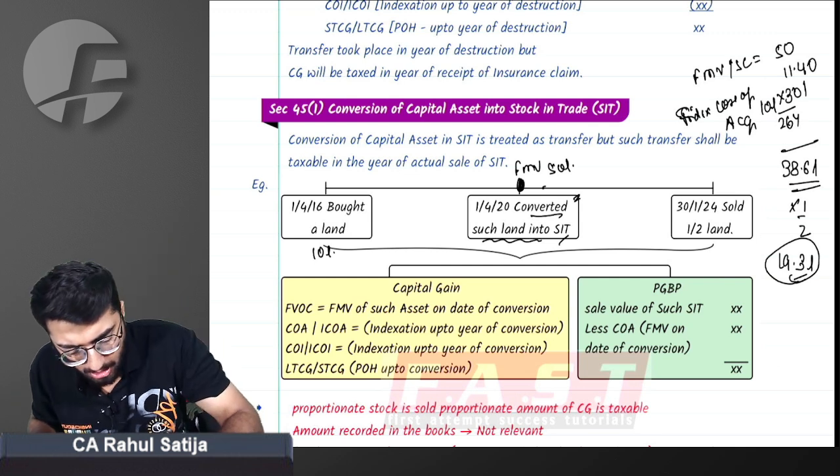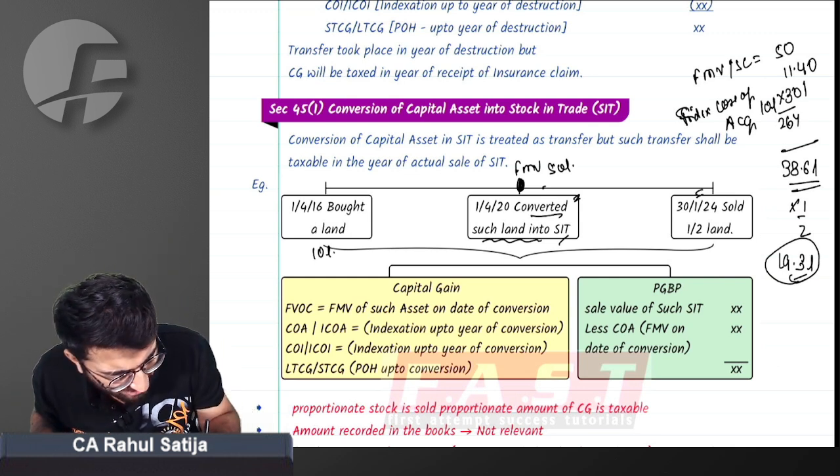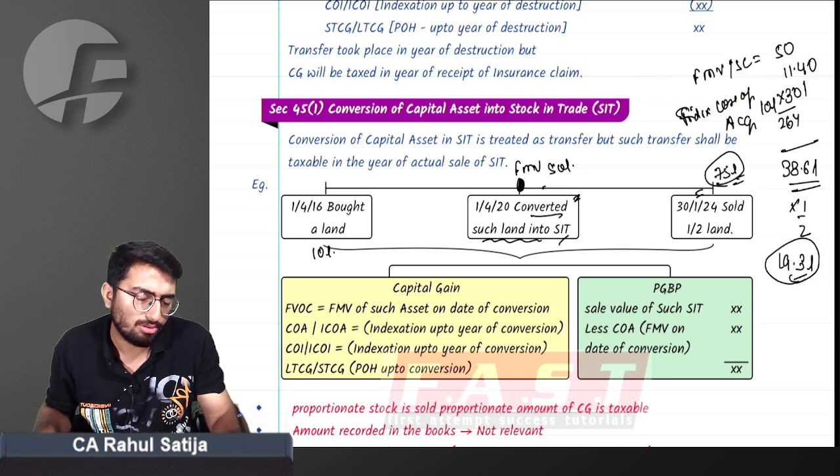Yes, sir, we did get your point. Sir, for example, this stock was sold for, let us suppose, 75 lakh. 75 lakh it was sold.